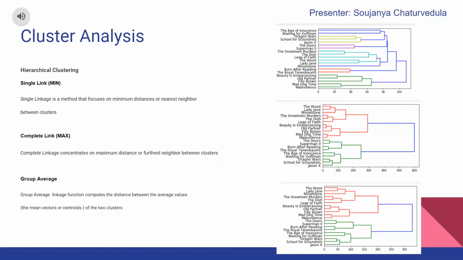The single link, which is a method that focuses on minimum distances between clusters, and the second is a complete link, which concentrates on maximum distance, and the third is a group average, which computes the distance between the clusters using the average values. Thank you.